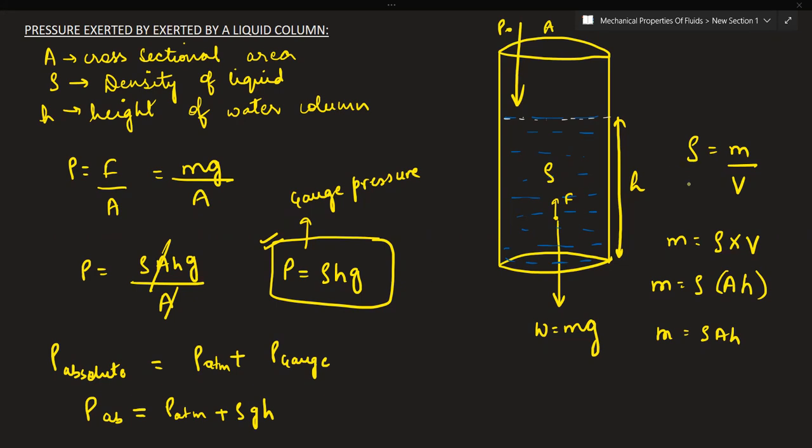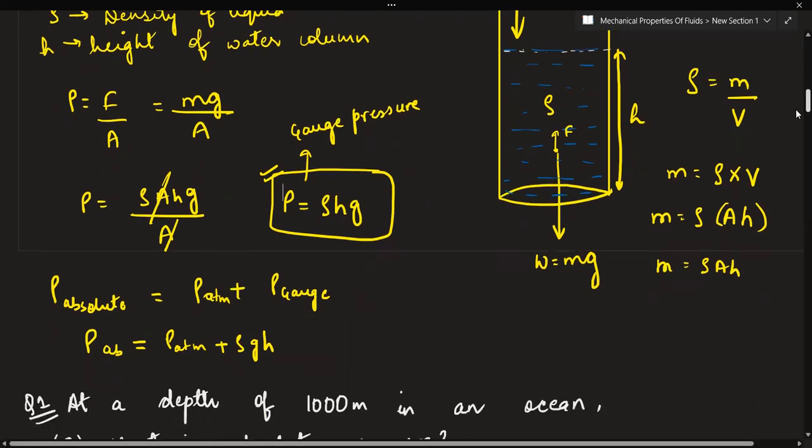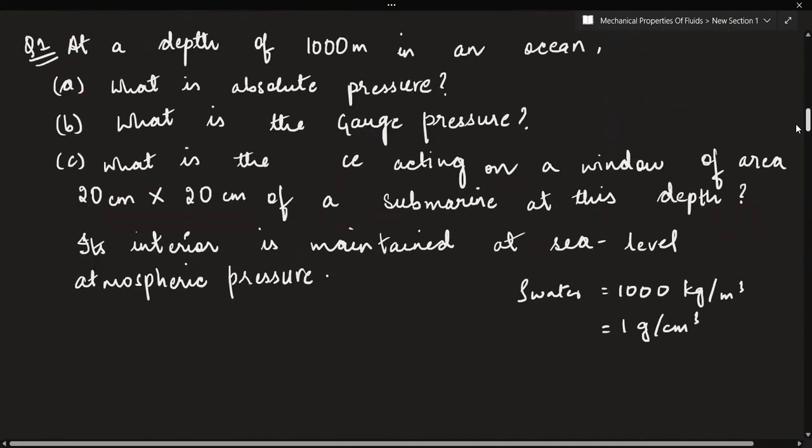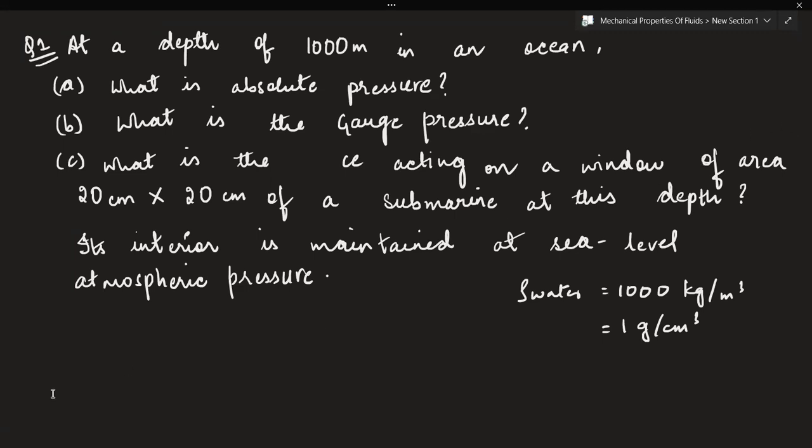Okay, try a numerical based on this only. Just try this question. First two parts are very easy. Just try to find out the answer and let me know. Take 2 minutes.